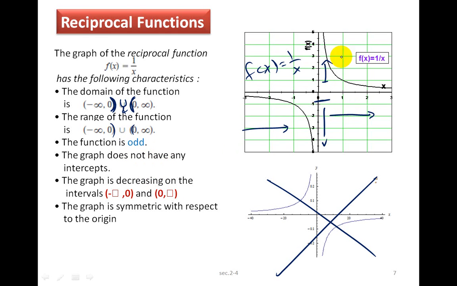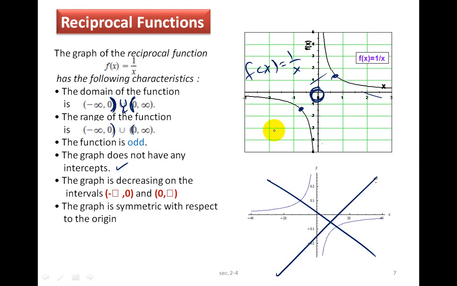Okay, this function is odd because it's symmetric with respect to the what? To the y-axis. Any point here you'll find it here. I mean, it is symmetric with respect to the origin. It does not have any intercept because it's not cutting the x or the y-axis.